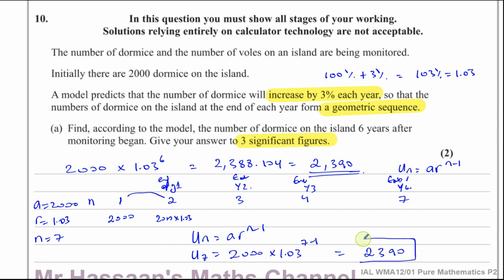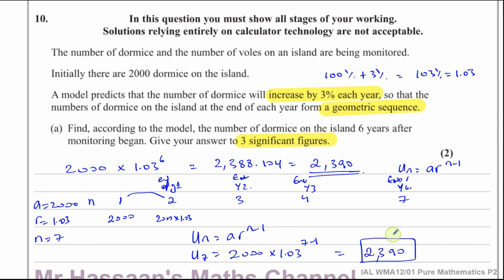2,390. Okay, so this is where you have to take care: the n does not mean the number of years, it means the term that you're on. After 6 years, we're on the 7th term, because the first term is like at the beginning. The second term is like the end of the first year. It's like a year has passed, 2 years have passed, 3 years have passed, and this will be 6 years have passed until we get to the 7th term.